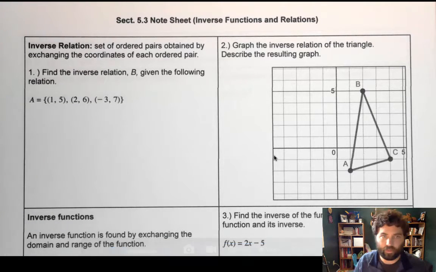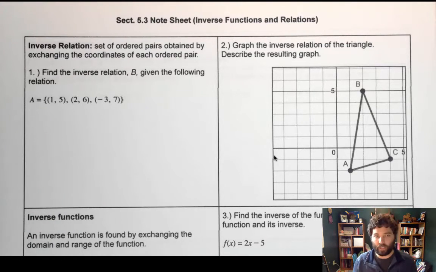All right, section 5.3. We're going to talk about inverse functions and inverse relations here. So let's start by talking about, well, first of all, I think this is a concept that you have maybe explored briefly in Algebra 1, but we're just going to sort of teach it from scratch here. So an inverse relation is a set of ordered pairs that is obtained by exchanging the coordinates of each ordered pair. So basically you take the x's and y's and you exchange them.